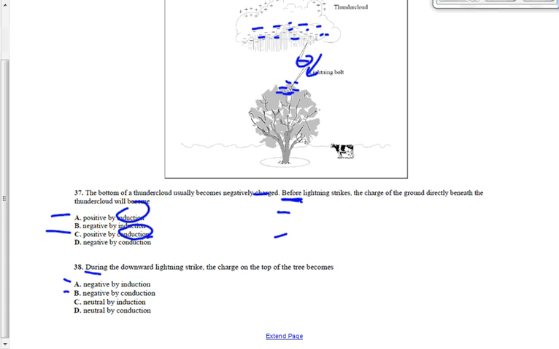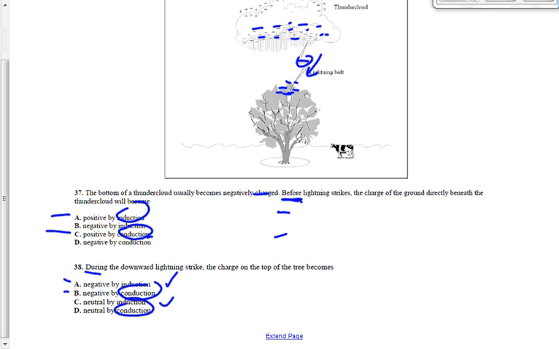Okay. Now, let's be optimists here. I'm happy that all of you recognized that it's conduction. In the end, charge is being transferred from the cloud to the tree. That's got to be conduction. So everybody got that. Now, some people got a little bit confused between whether it's negative or neutral.